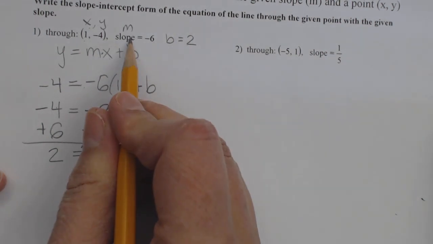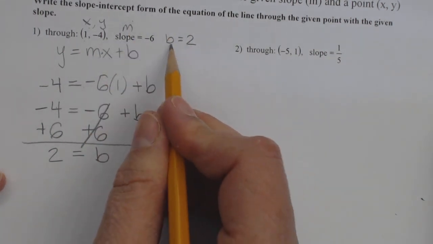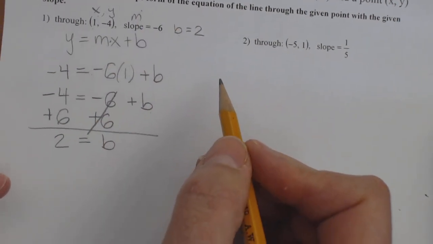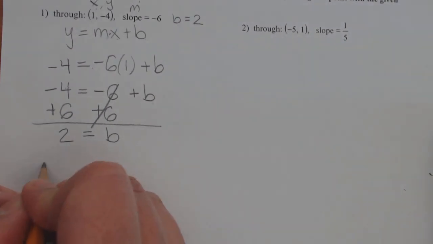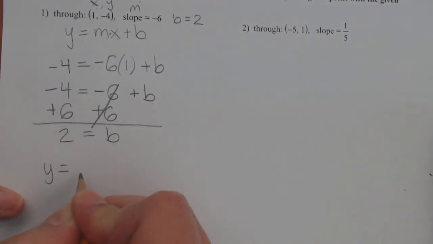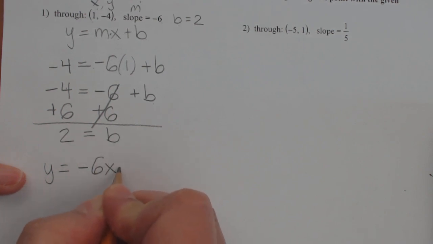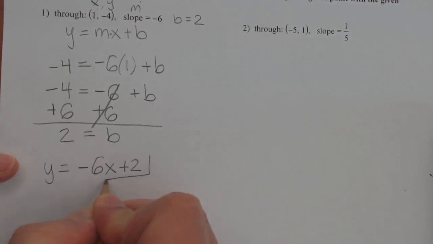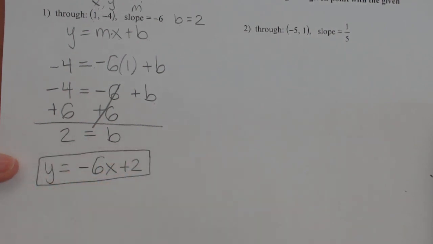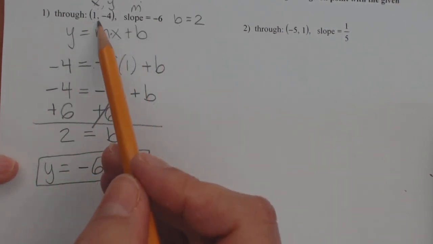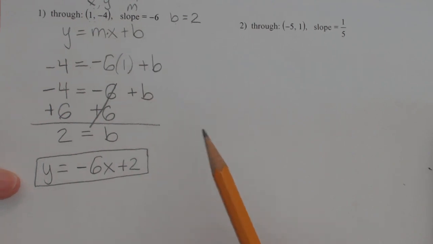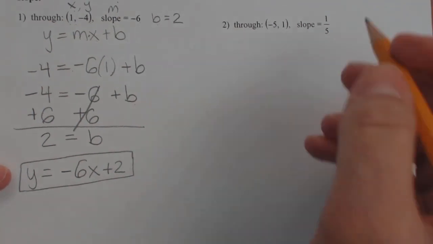So now that we have our slope m and our y-intercept b, we can use our skill of being able to substitute it into y equals mx plus b again. So y equals -6x plus 2. And this is going to be our equation of a line given the point 1, -4 and a slope of -6. So let's try it again.